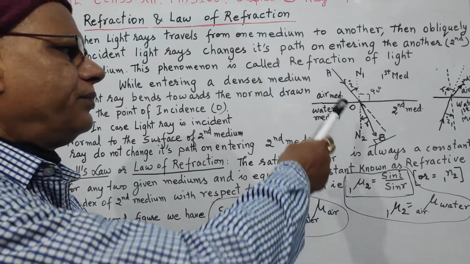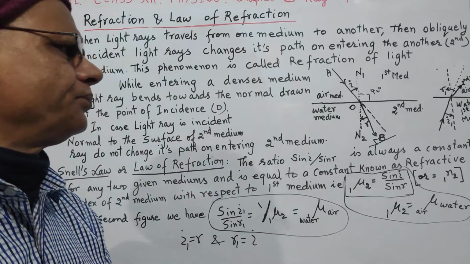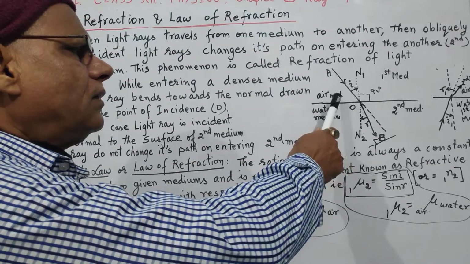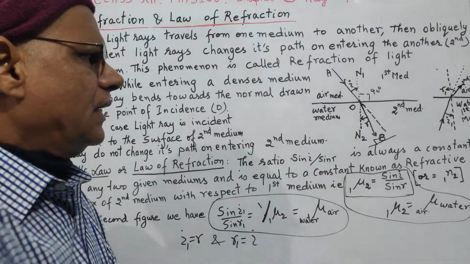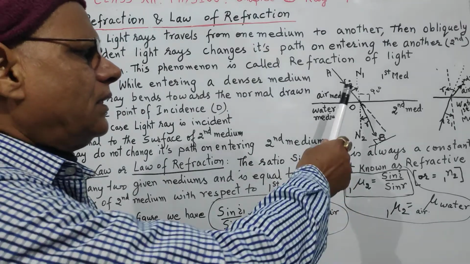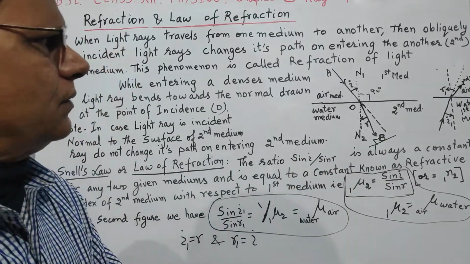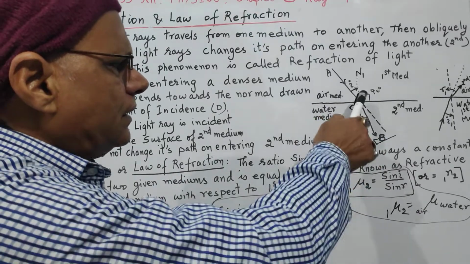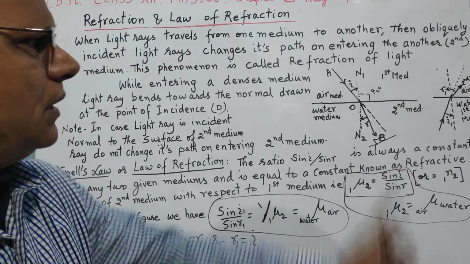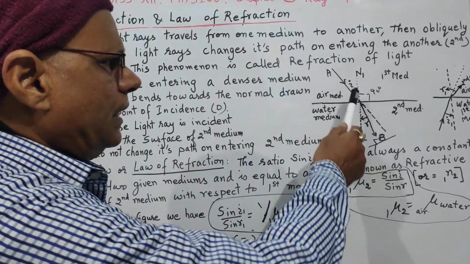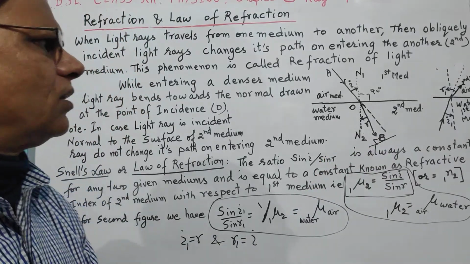For example, if we consider a light ray coming from an air medium and entering a water medium, and we call air the first medium and water the second medium, then if the light ray is incident obliquely on the surface separating air and water, as you see in the figure, the light ray is bending away from its original path, which is shown by the dotted line, and the light ray is bending towards the normal. What is normal?